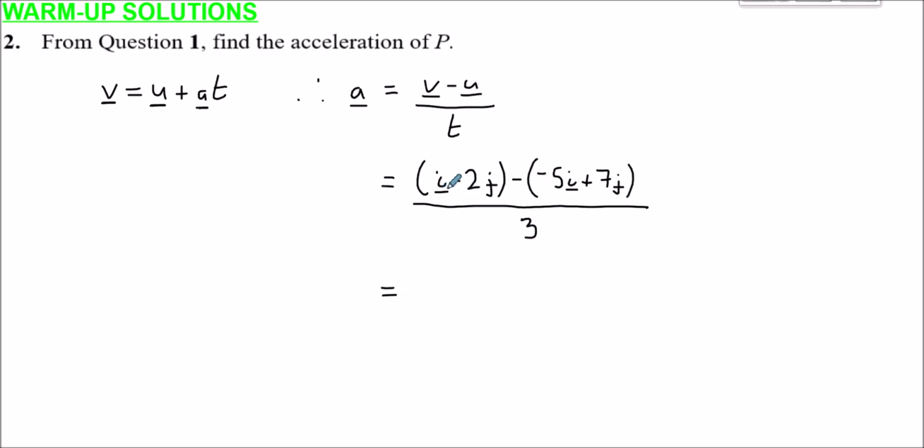So simplify this on top. i minus another 5i is 6i. Minus 2j minus another 7j, that's minus 9j. All of that divided by 3. That gives us 2i minus 3j. So that's the acceleration vector for this particle.